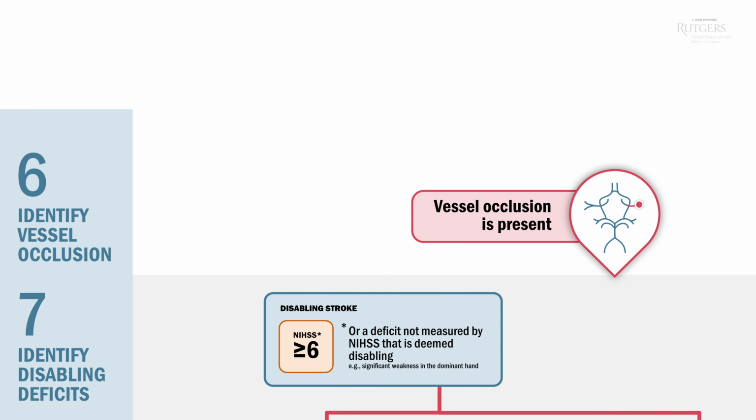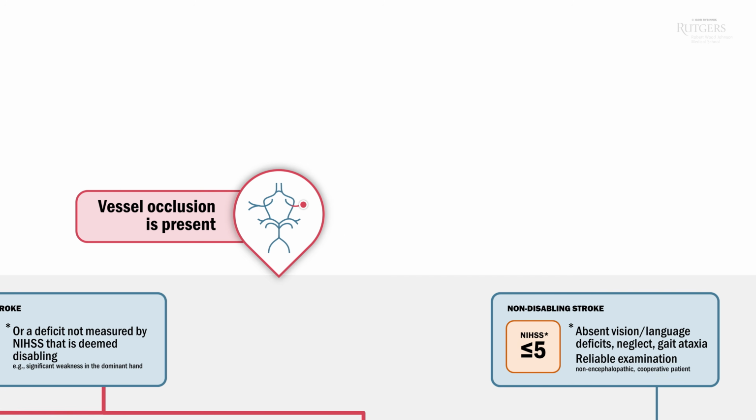So far, we've been talking about patients with vessel occlusions who present with disabling deficits. But what if those presenting deficits are non-disabling? As a reminder, non-disabling deficits are defined as NIH stroke scale score of equal to or less than 5. But again, be careful here.